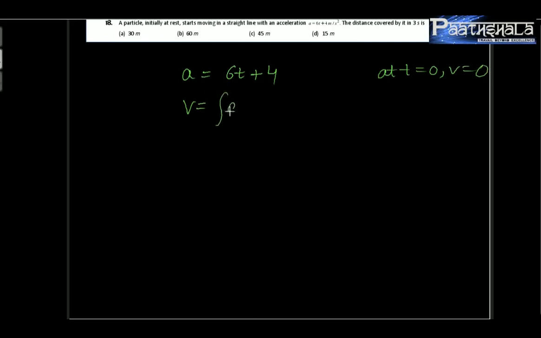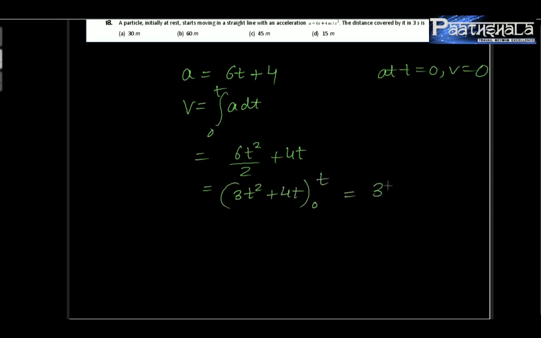Velocity is equal to integration of acceleration dt from 0 to t. So this is equal to 6t square by 2 plus 4t, so this is equal to 3t square plus 4t. And you have to substitute from 0 to t. So this is equal to 3t square plus 4t. So that is the velocity of the particle.